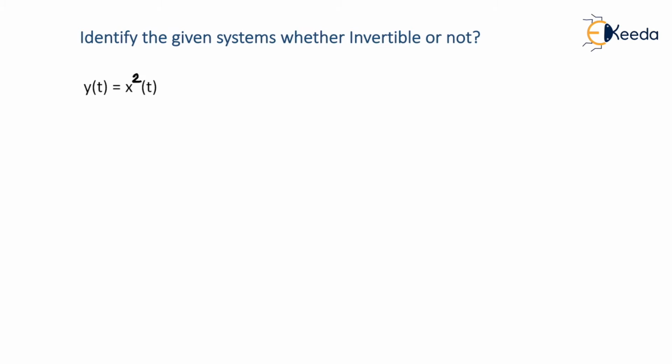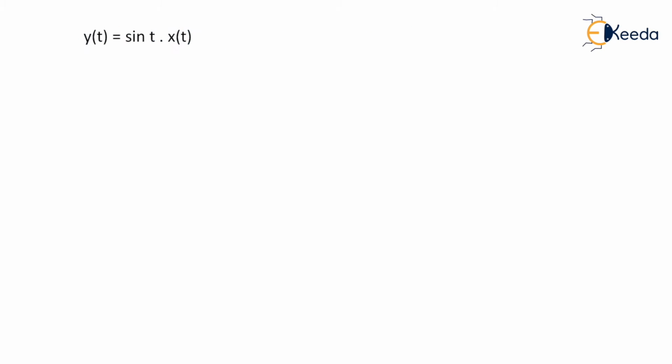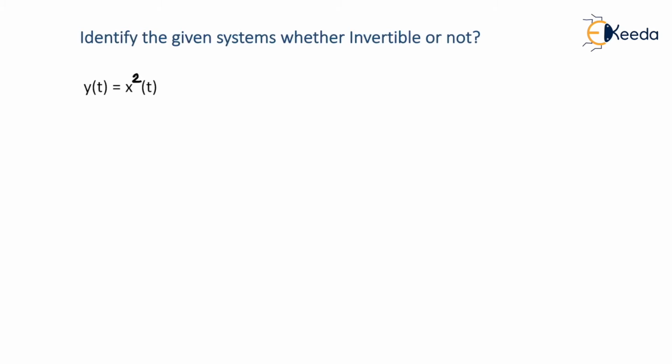The question says: identify whether the given systems are invertible or not. So in the first example, we have y of t equal to x square of t. Let us begin with this. y of t equal to x square of t means it is a squarer system. Am I right? So let us take x of t here and y of t here. Now let's say x of t is 1. What is the respective y of t? 1, because the square of 1 will be 1 itself.